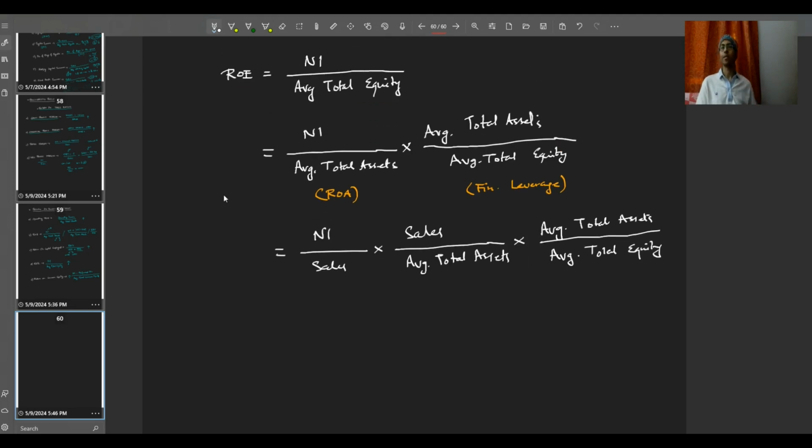Again, a very interesting equation has developed. You see, friends, net income by sales is basically net margin. So this is net profit margin. Sales by average total assets is basically turnover on assets. Turnover on total assets. And obviously, average total assets by average total equity is financial leverage. So we can actually say that return on equity is the product of net profit margin with turnover on total assets with financial leverage. Right? Just like before we saw, return on equity can be expressed as the product of return on assets and financial leverage.